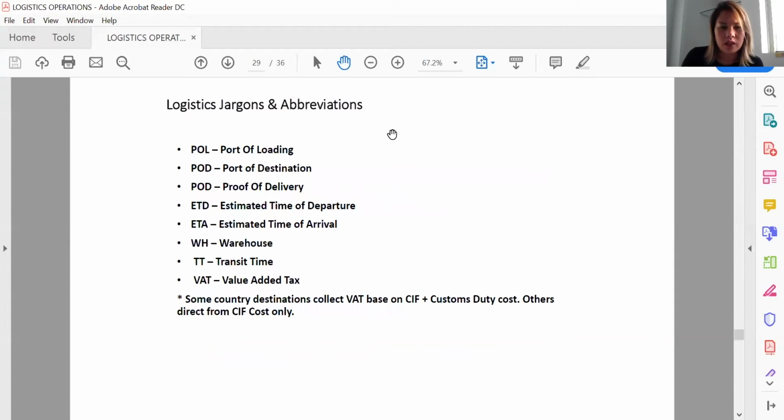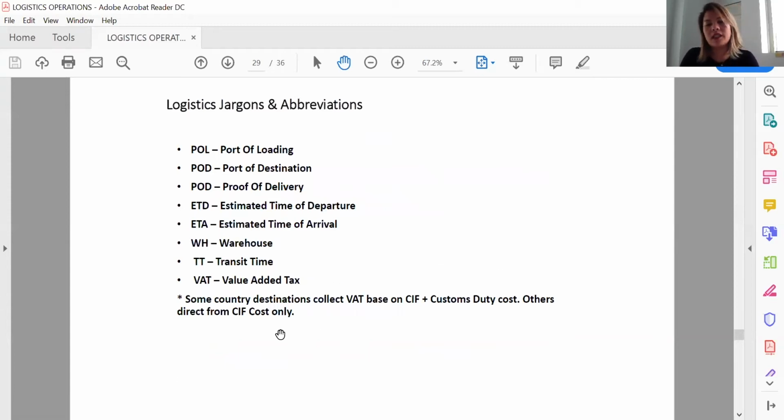So this is it. POL, port of loading. POD, port of destination. We have touched base on this already. POD, proof of delivery. ETD, estimated time of departure. ETA, estimated time of arrival. Warehouse, transit time, value-added tax.